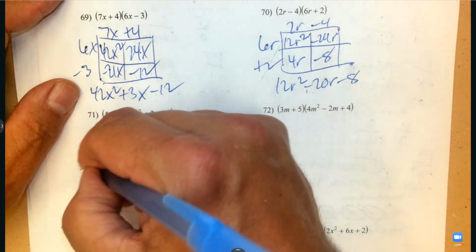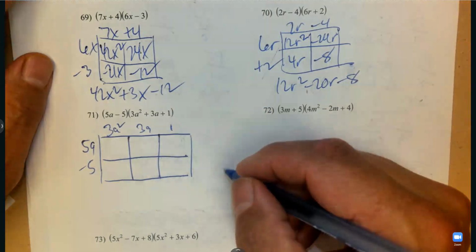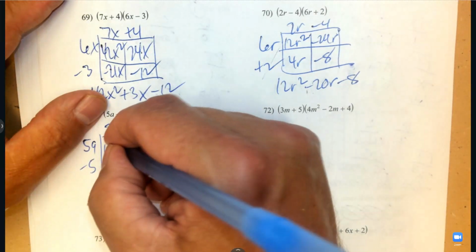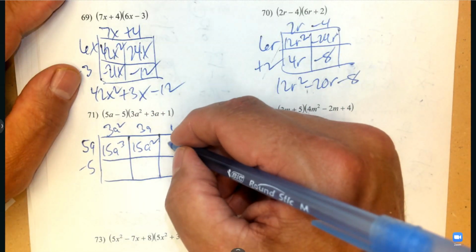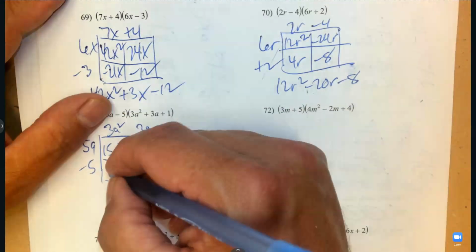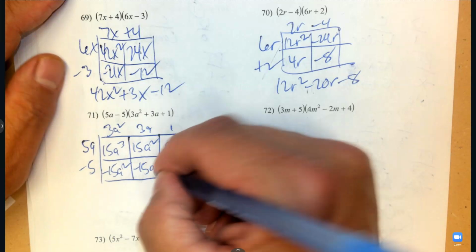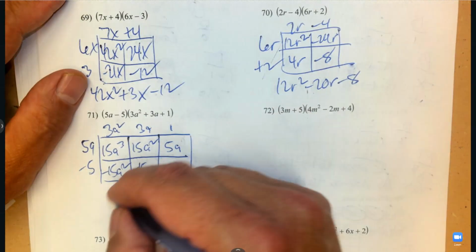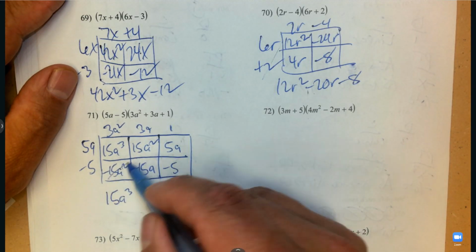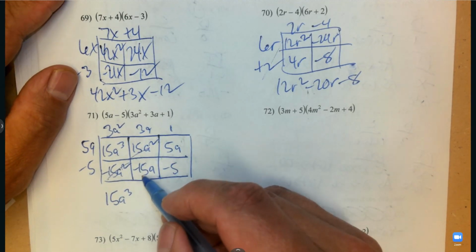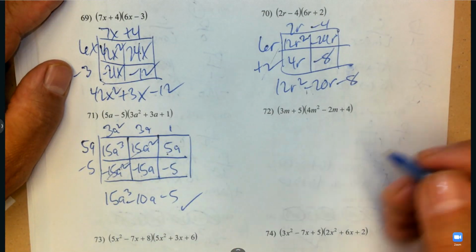I have 5a minus 5, and I have 3a squared, 3a and 1. So that's 5 times 3, and add the exponents. 5a times 1, negative 5 times 3 with an a squared, negative 5 times 3 with an a, and negative 5 times 1. Then we have 15a cubed. 15, take away 15. We don't do it. It's eliminated. 0. Negative 15 and 5, together it's negative 10, and then negative 5, and you have your answer.